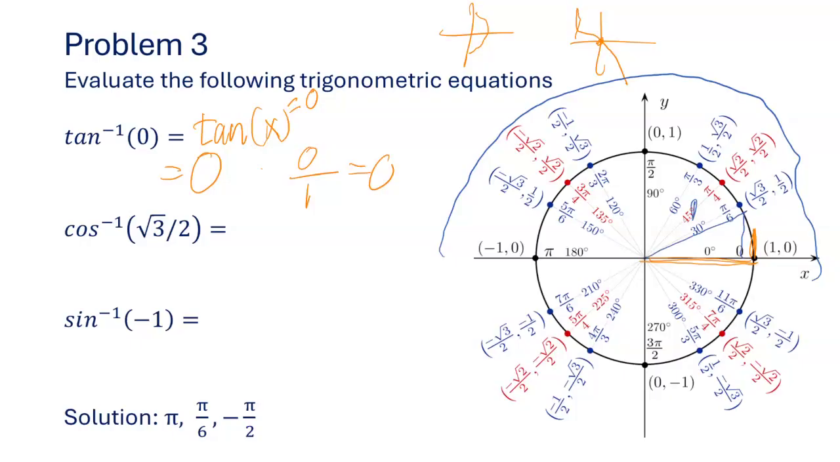That would be adjacent over opposite. Or, sorry, this is adjacent over opposite, such that it would be root 3 over 2 over 1. The hypotenuse is already 1, so that's good. And our adjacent is root 3 over 2 at pi sixth. Good. So that's pi sixth.